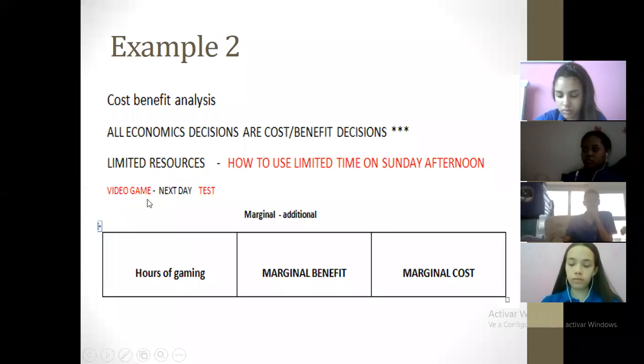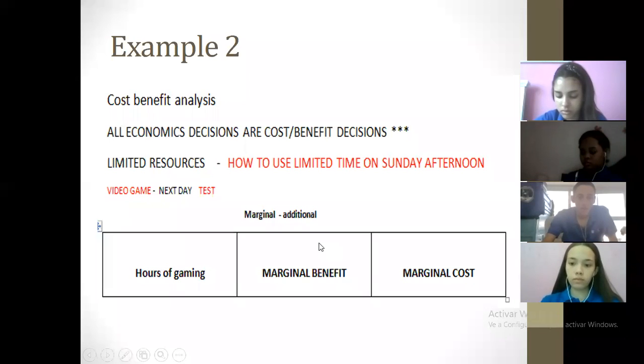He needs to decide how to do it. Now remember, marginal means additional. Marginal means additional, that extra hour that you put in something, okay? That's the marginal. Now over here, what I create is hour of gaming. The first column or decision could be marginal benefit and marginal costs.